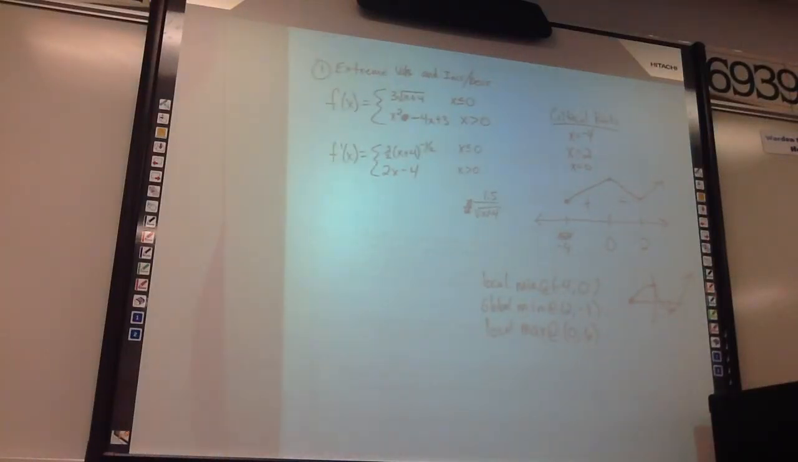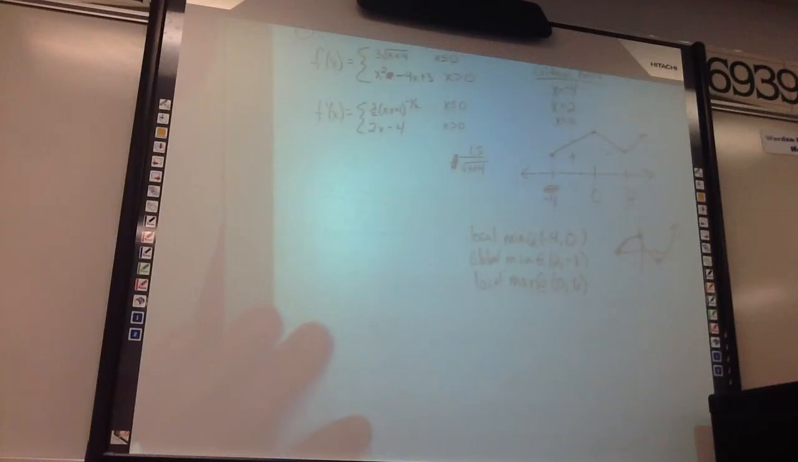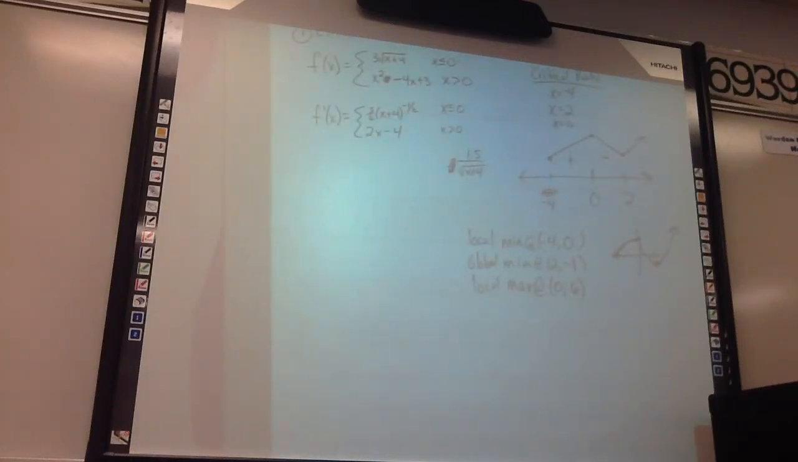Okay, that was a pretty good graph. You did your little square root, and it stops. That was good. Parabolic.